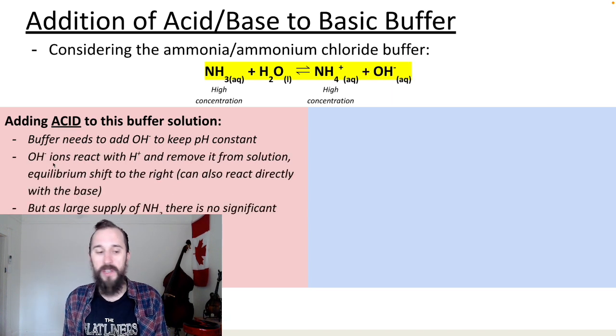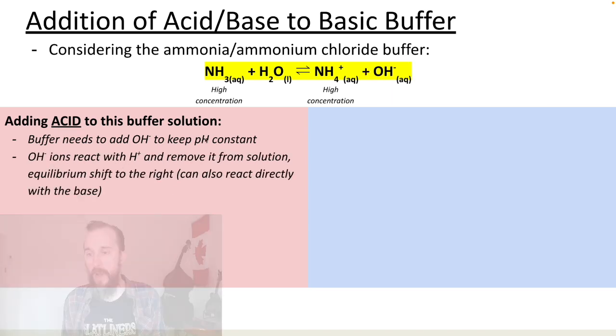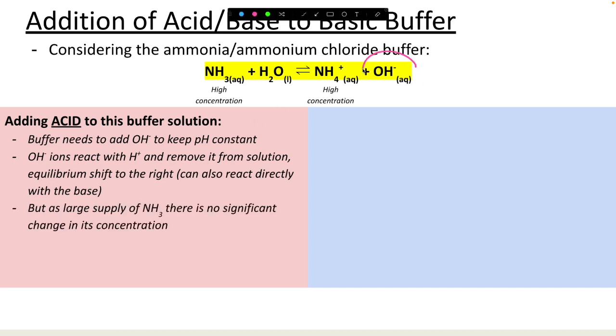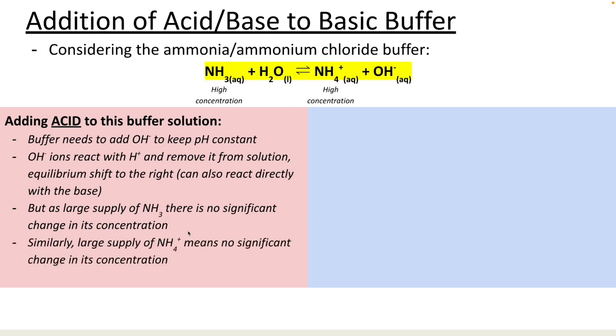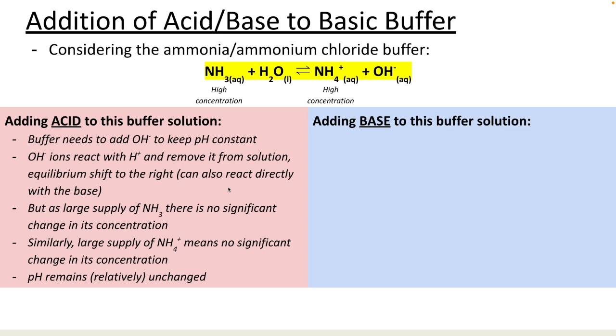So the OH minus ions react with the hydrogen ions and remove them from solution. Equilibrium shifts to the right-hand side. We generate more hydroxide ions. pH remains constant. But again, because we have these relatively large concentrations of NH3 and NH4 plus, there's no significant change to either concentration. They're able to keep buffering and maintain that pH if some more acid is added.